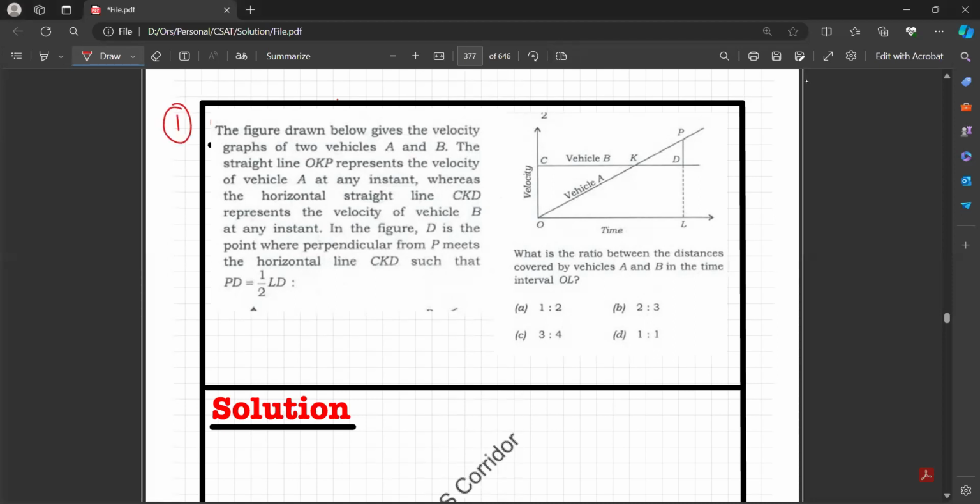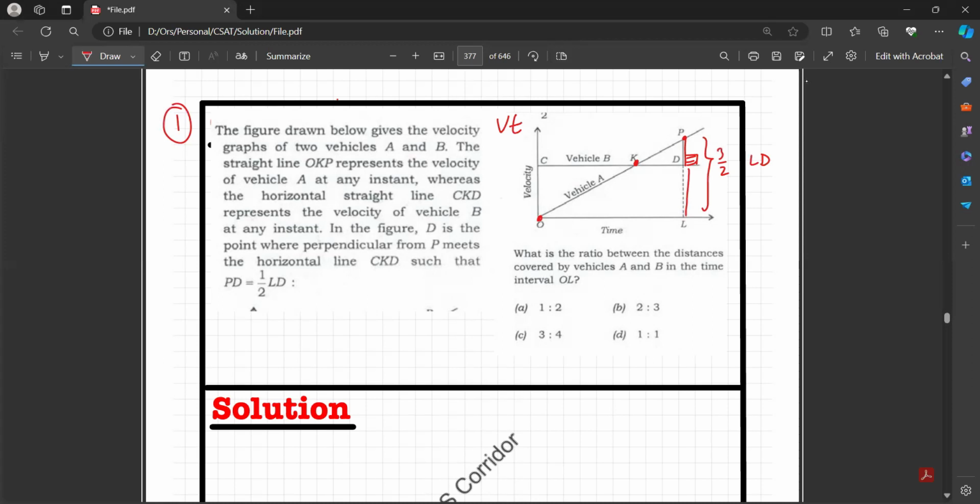The figure drawn below gives the velocity graph of two vehicles, VT graph. We have done this as the first question also. The straight line OKP represents the velocity of vehicle A at any instant, whereas the horizontal straight line CKD represents the velocity of vehicle B at any instant. In the figure, D is the point where the perpendicular from P meets the line CD such that PD is half times of LD. So this length becomes 3 by 2 times of LD, because this is half times of LD and this is LD.